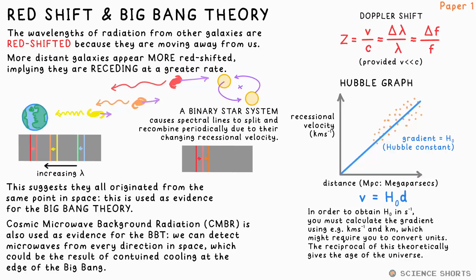However, often the graph won't be in meters per second and meters, it'll be in kilometers per second and megaparsecs. If you're asked to calculate H0 in seconds to the -1, you'll have to convert these first.